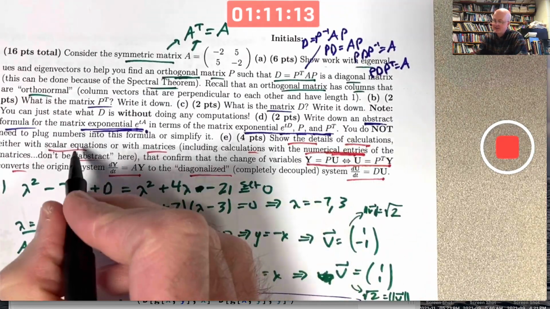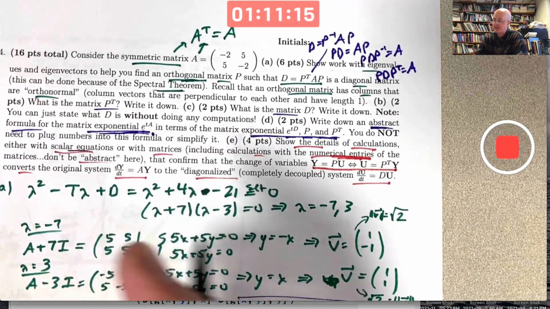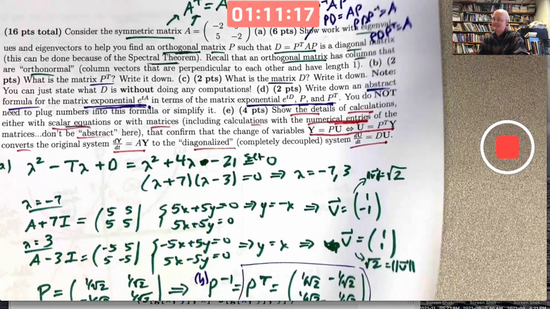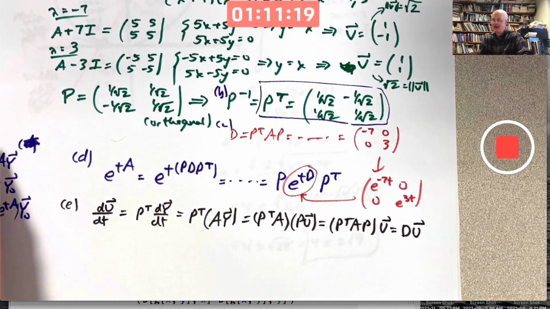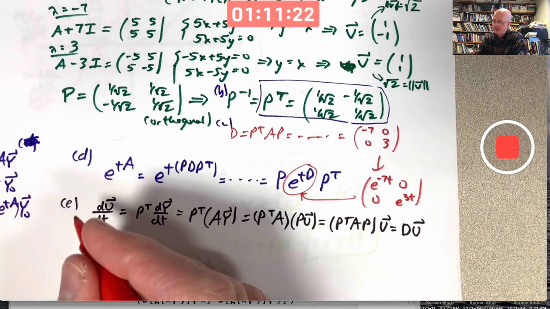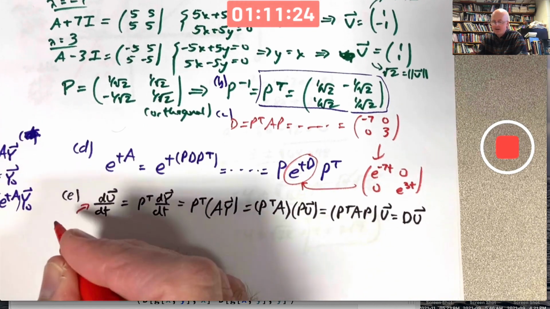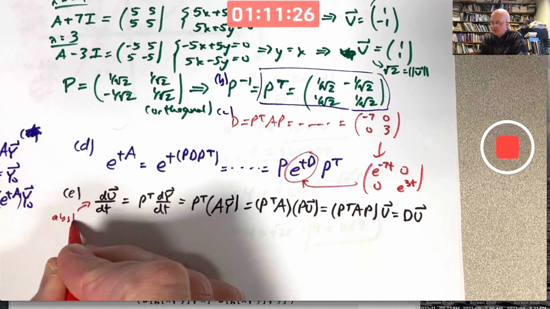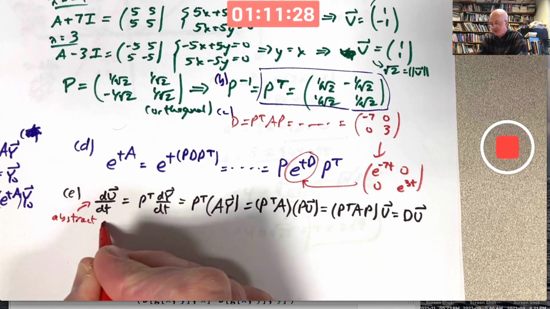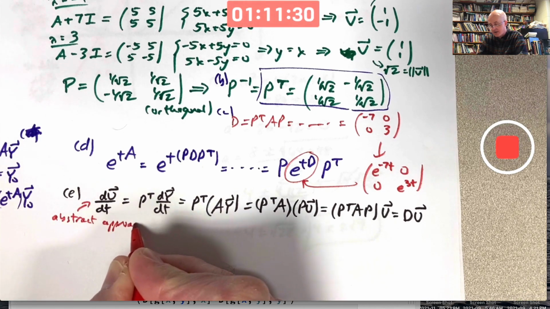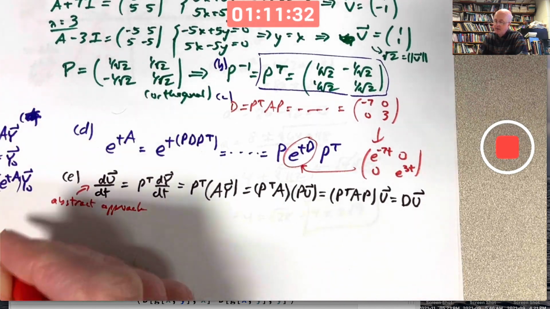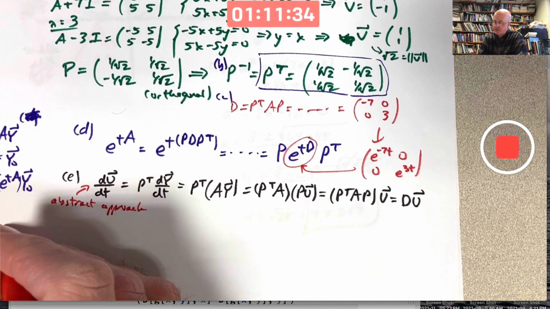The directions are work with scalar equations or matrices, including the numbers that are involved. Let's take a little bit of time here. Hang on, I can do it pretty quick. Again, this is the abstract approach. The abstract approach is actually easier when you know how to deal with these equations. What about the scalar approach?